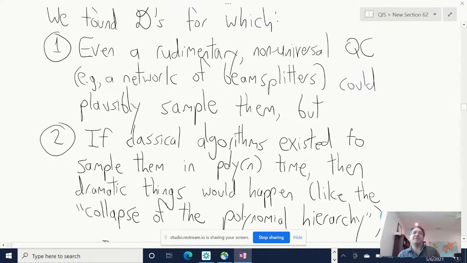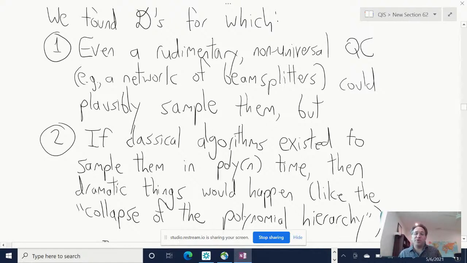And we could give examples of quantumly samplable distributions where if you could sample them classically using an amount of time that was polynomial, meaning a number of steps that grew like n, the number of bits, raised to some fixed power, then the polynomial hierarchy provably would collapse. And this is close to the strongest evidence that a problem is hard that one hopes for in the current state of theoretical computer science.